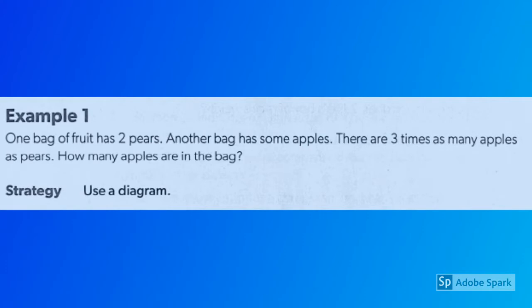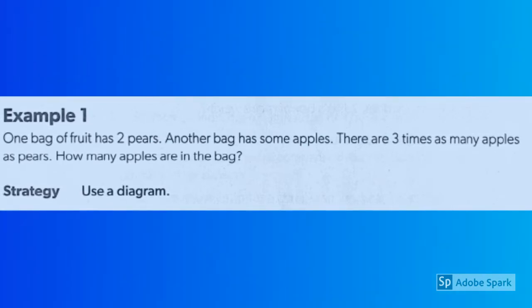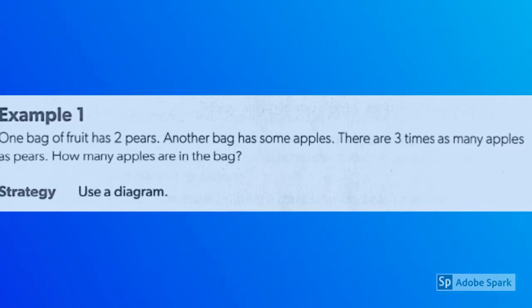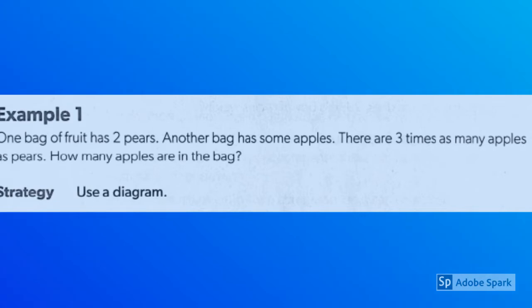Example 1. One bag of fruit has 2 pears. Another bag has some apples. There are 3 times as many apples as pears. How many apples are in the bag? And our strategy is going to be to use a diagram. We know our question is how many apples are in the bag.